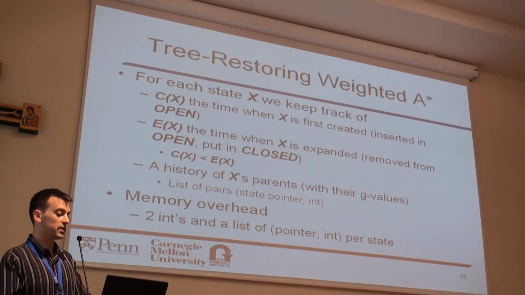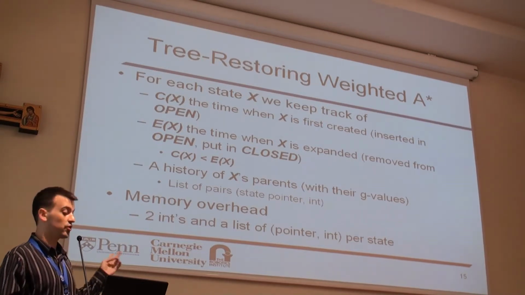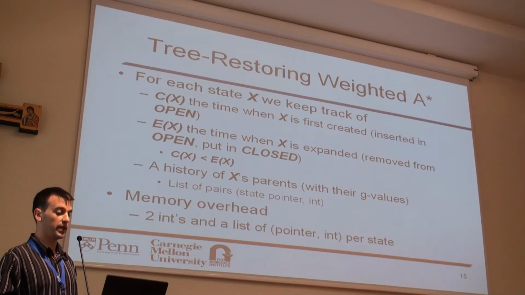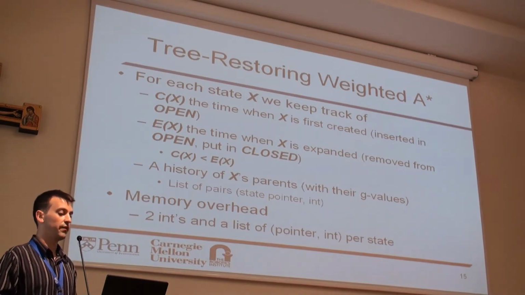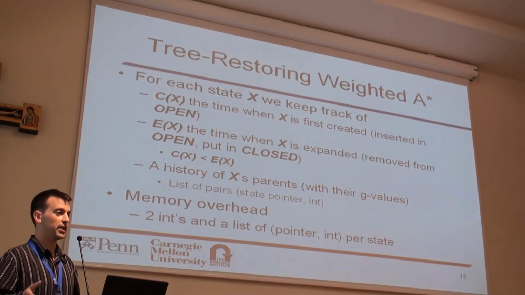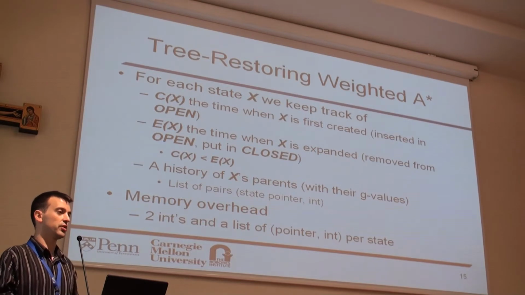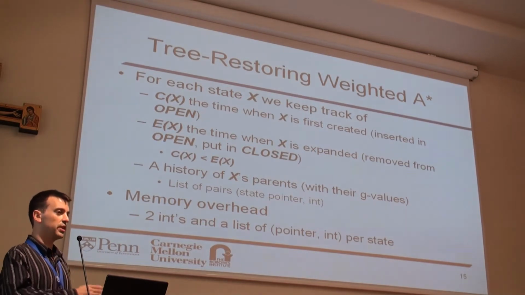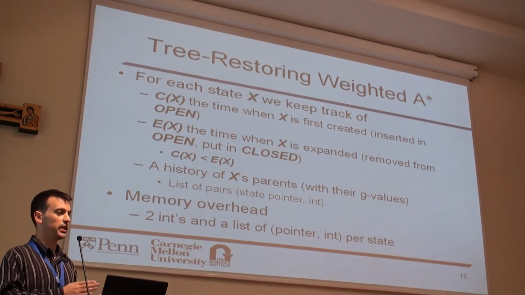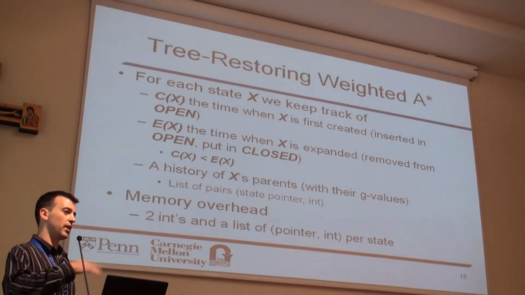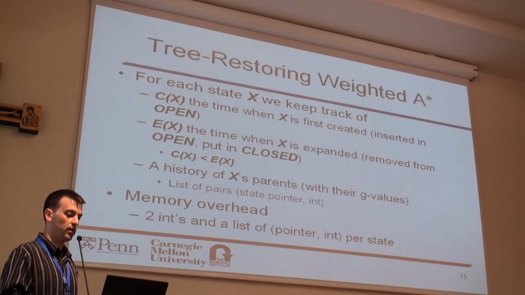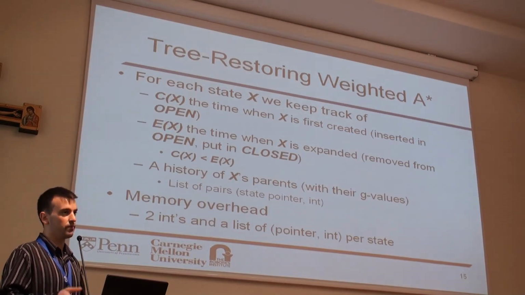This introduces some memory overhead, as we need to store two ints and a list of pointers and ints for each state. But the list of pointers and ints should be fairly small if your graph doesn't have a huge branching factor and your heuristic is pretty good. The heuristic will lead you to find a pretty good parent for each state right off the bat, and then you won't be finding better parents that often. So the history should stay reasonably small.